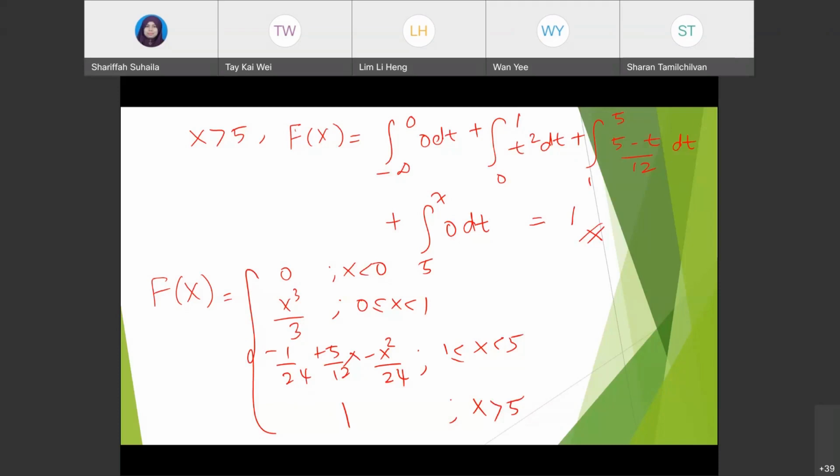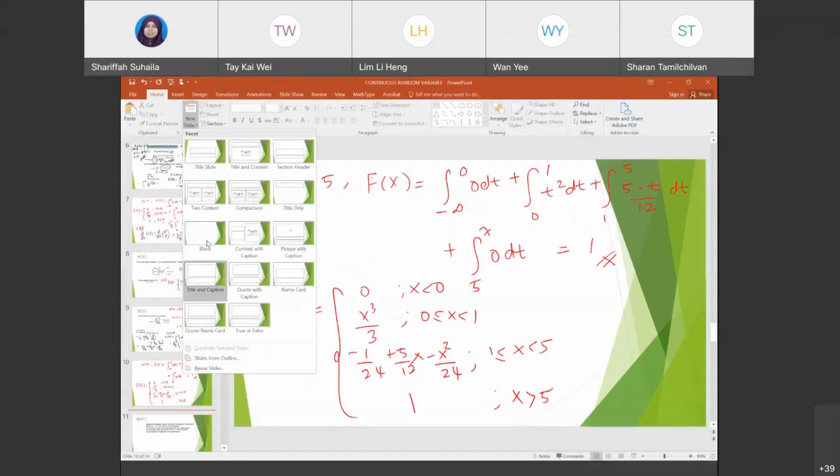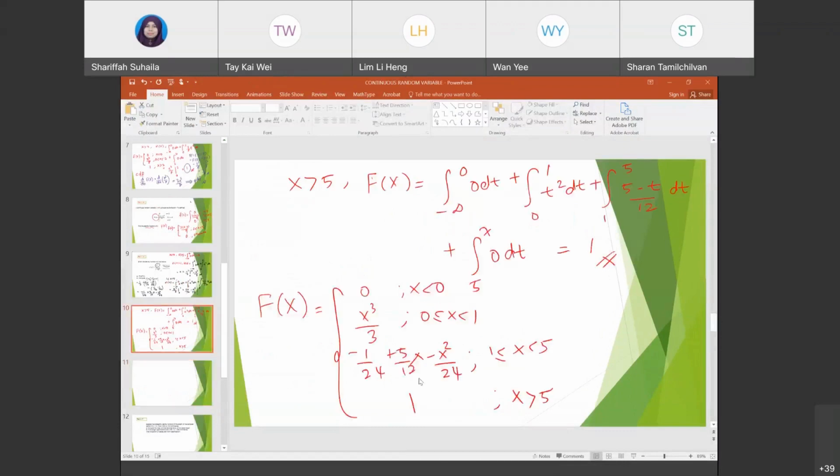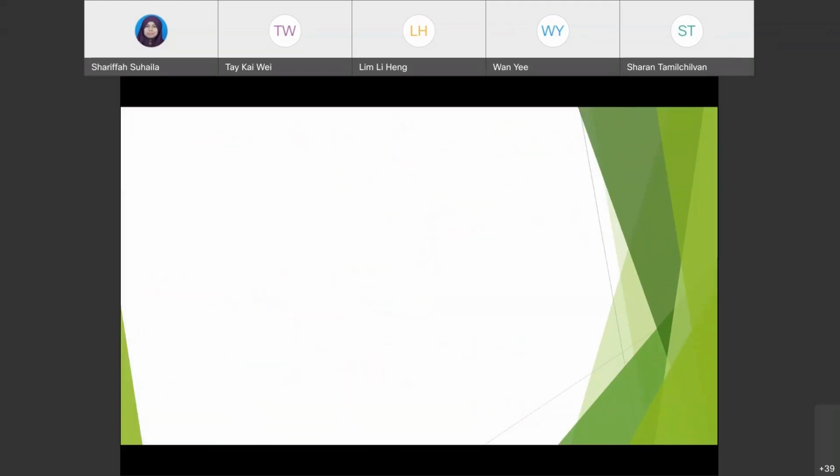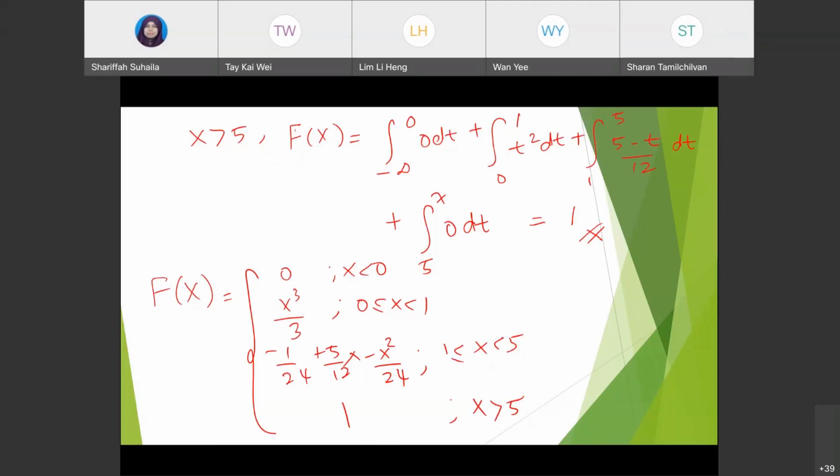So part B, you want to compute the probability. Okay, for part B, you want to compute probability x less than half. Okay, let's say you want to find using your cumulative distribution function. You don't want to integrate. Integrate mungkin panjang sikit. So, dapatkan probability x less than half.